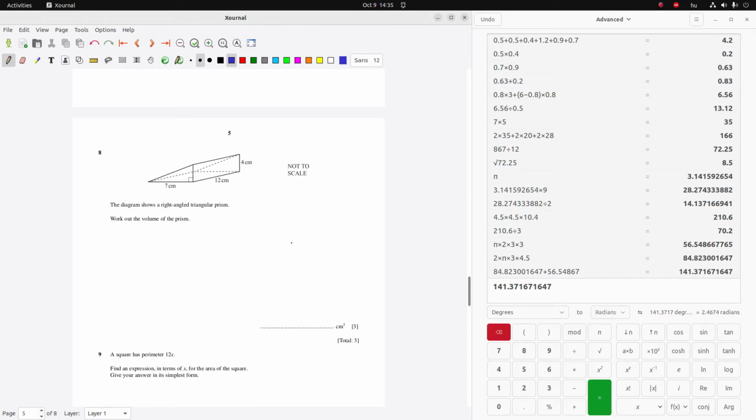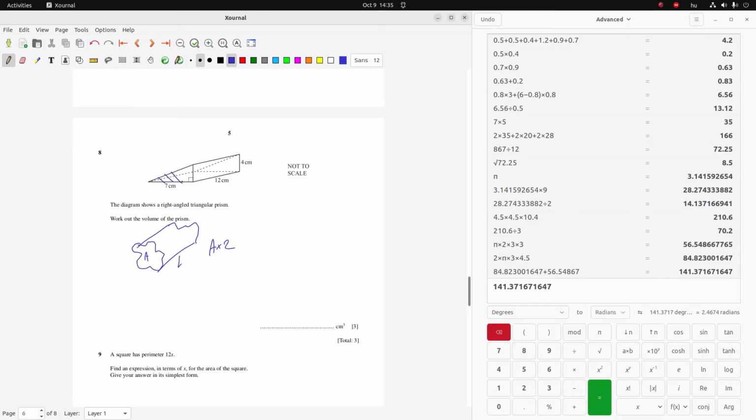The diagram shows a right-angled triangular prism. Work out the volume of the prism. So you remember that every prism, no matter how weird the cross-sectional area is, so long as the cross-sectional area remains exactly constant, always has the same formula for the volume, which is the area multiplied by the length. In this case, what is the cross-sectional area, and what is the length?